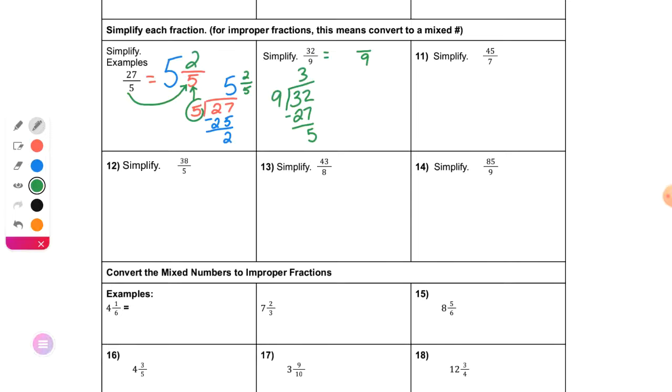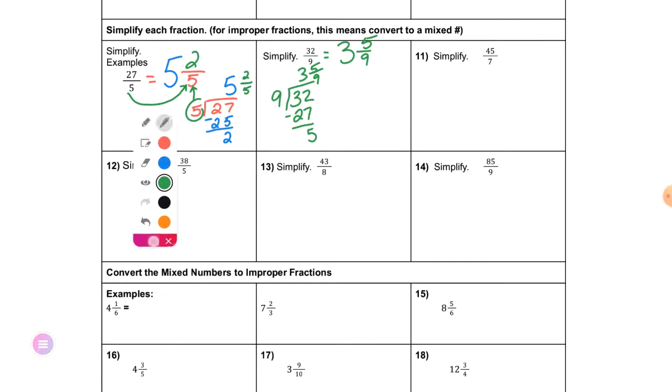Madison, what do I do with that 5? You put it as your numerator. Okay, that becomes my numerator. What's my denominator? Anybody? 9. It stays the same. So 3 5/9.